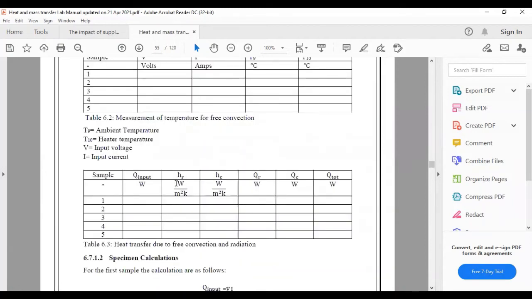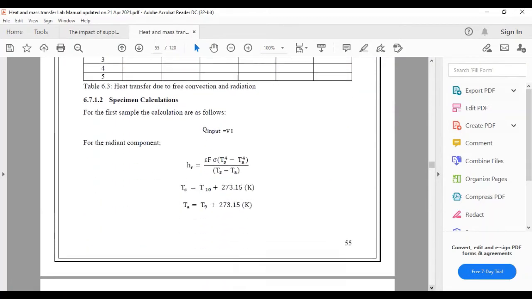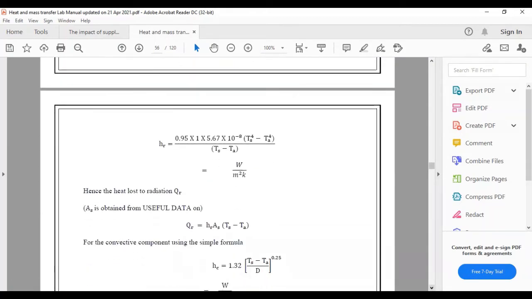Now I am moving towards our calculated table. We have calculated this Q input, HR and HC. Now finally we need to calculate QR and QC. And how will we calculate these? These are the formulas. QR is basically HR, which we already have calculated, times the surface area, which is given as I mentioned at the start, times Ts minus Ta. Ts is the temperature of the heater and Ta is the temperature of air. We will use the values to calculate this QR.